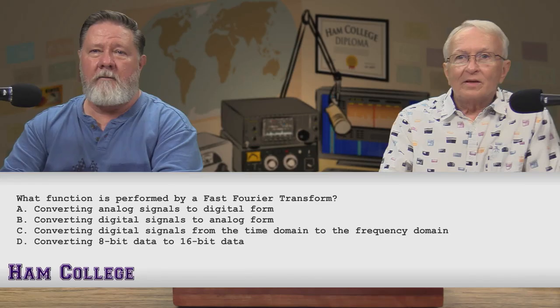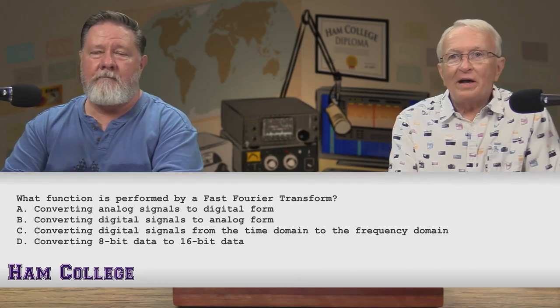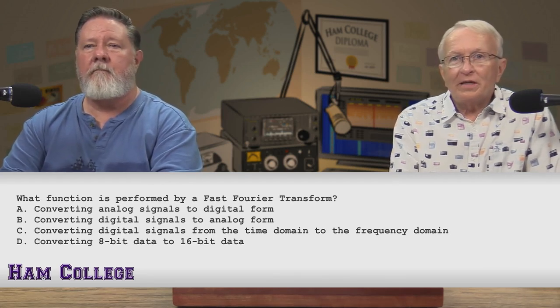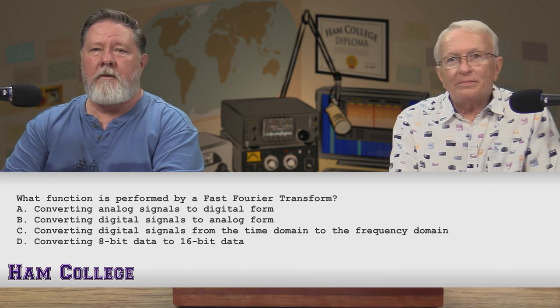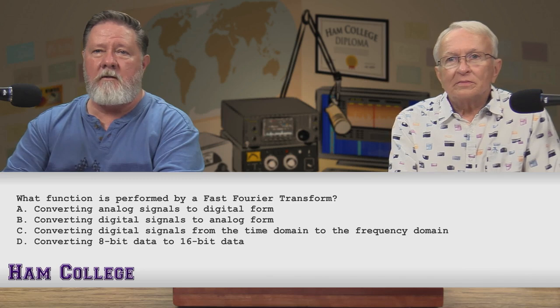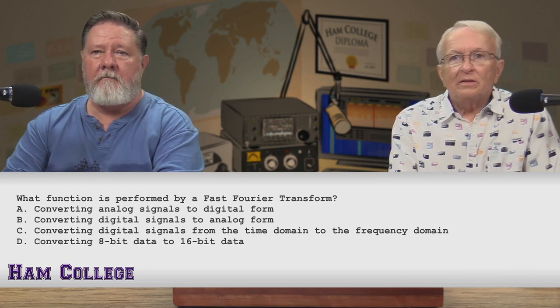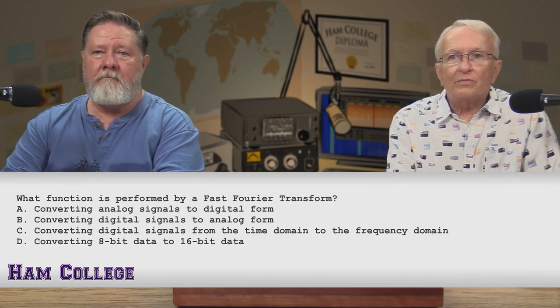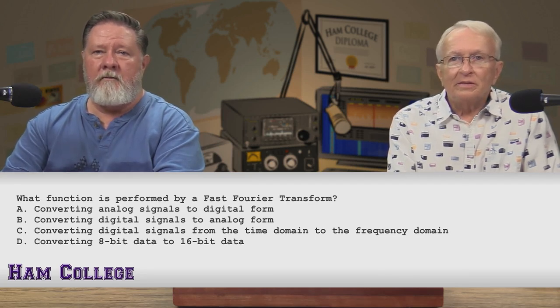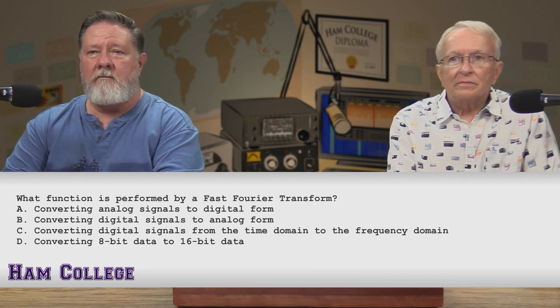What function is performed by a fast Fourier transform? A, converting analog signals to digital form. Oh, I got this one. B, converting digital signals to analog form. C, converting digital signals from the time domain to the frequency domain. Or D, converting 8-bit data to 16-bit data. It's going to be C, converting digital signals from the time domain to the frequency domain.